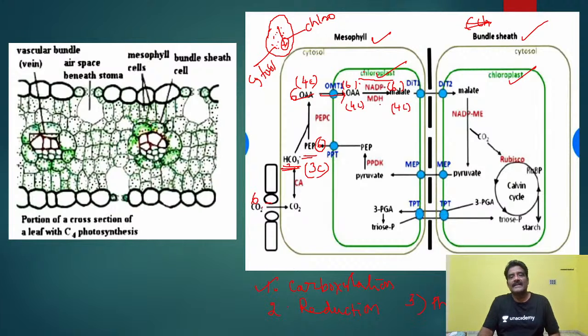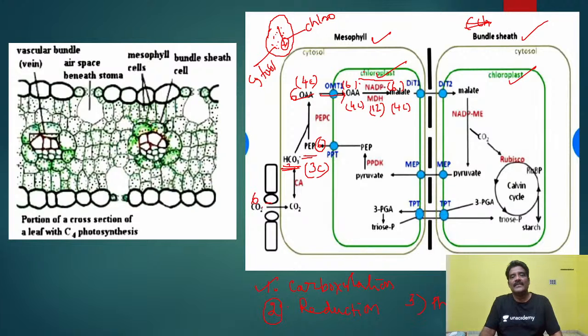Here reduction happens. That is the next step of the C4 cycle. This is the reduction step. Oxaloacetic acid is reduced to malic acid here. So reduced NADPH is used here. How many molecules of NADPH? 12 are used here.